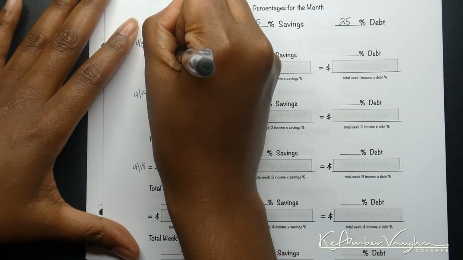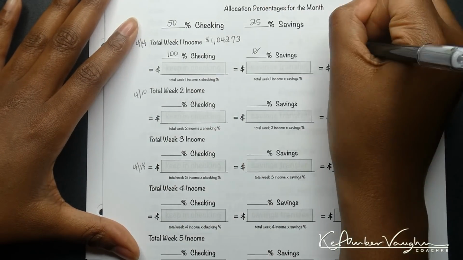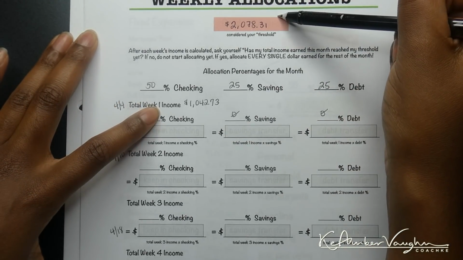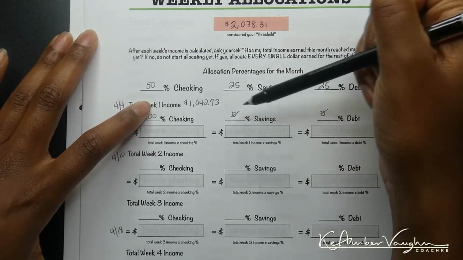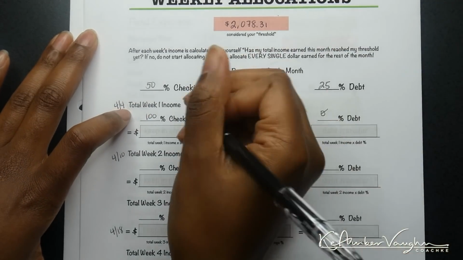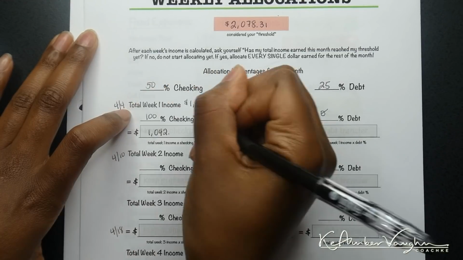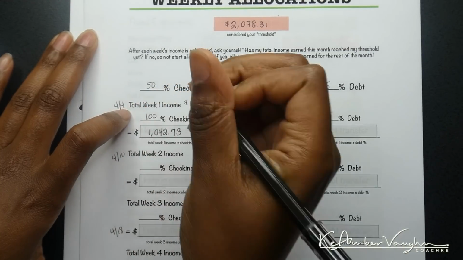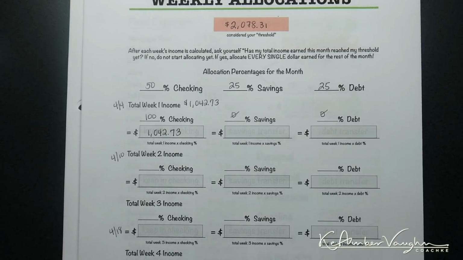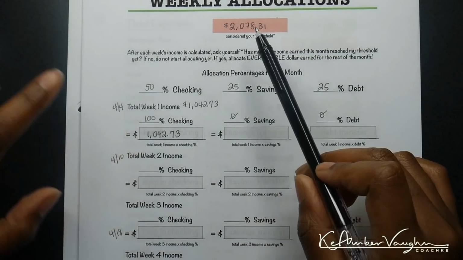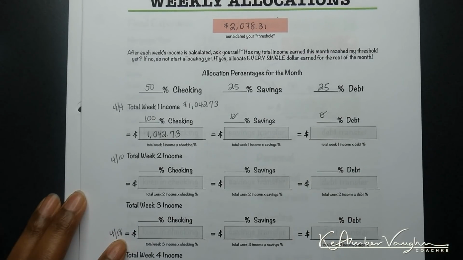So the question we have to ask ourselves: did we earn enough money to cover our fixed expenses? No, we haven't. So it's not time to start allocating yet. That means we have to keep everything in our checking. Now, as the month goes on, you're going to pay your bills the same exact way you always do. You're still going to spend whatever you spend on groceries on a weekly basis. All that's okay. Because even though we haven't earned enough, guess what? We have another paycheck coming, right?